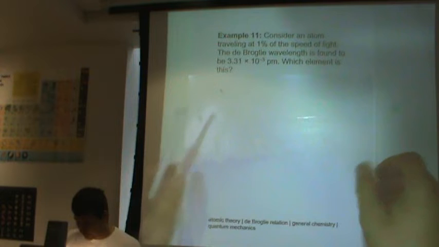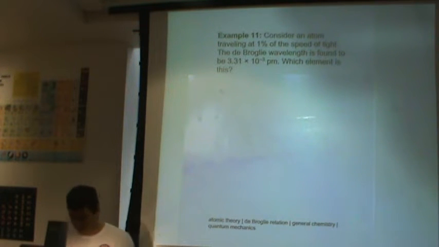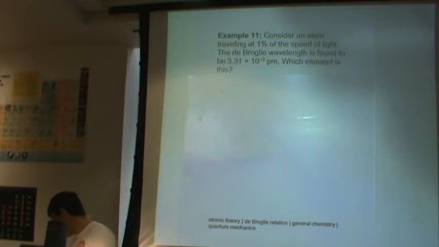Consider an atom traveling at 1% of the speed of light. The de Broglie wavelength is found to be 3.31 times 10 to the negative 3rd picometers. Which element is this? There was a question in your homework that was very, very similar to this, actually.